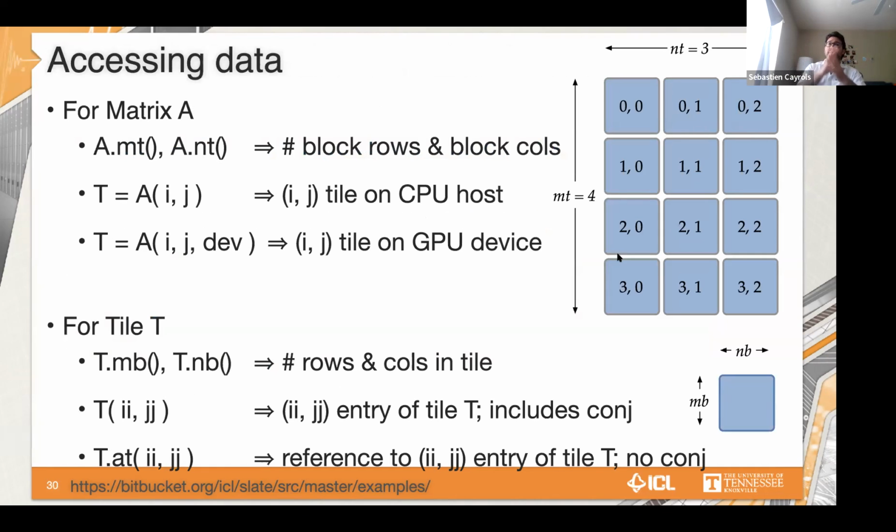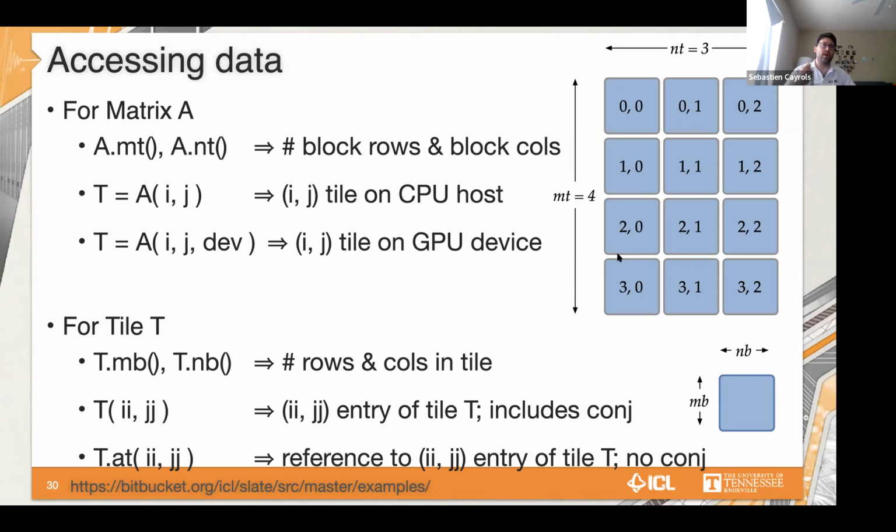So we are able to create a matrix. We are able to allocate the memory or get somehow a memory space. Now we want to play with it. We want to access the data. So first of all, let's look at the matrix. We have a matrix A, and if we want to get the number of block rows or block columns, we have two routines, A.mt() or A.nt(). With that, you can iterate over the tiles.